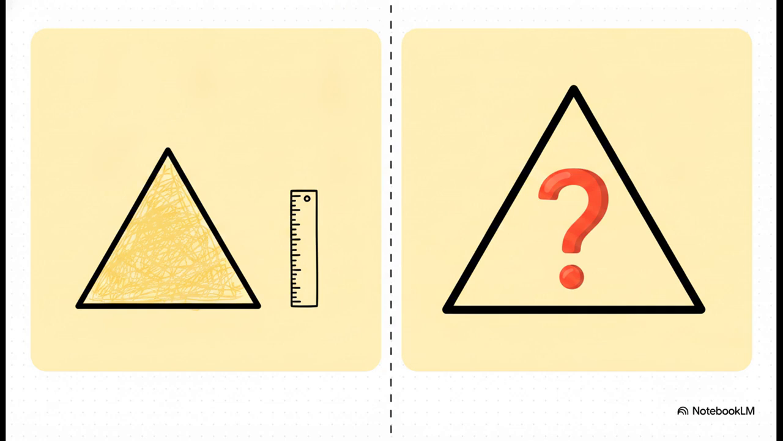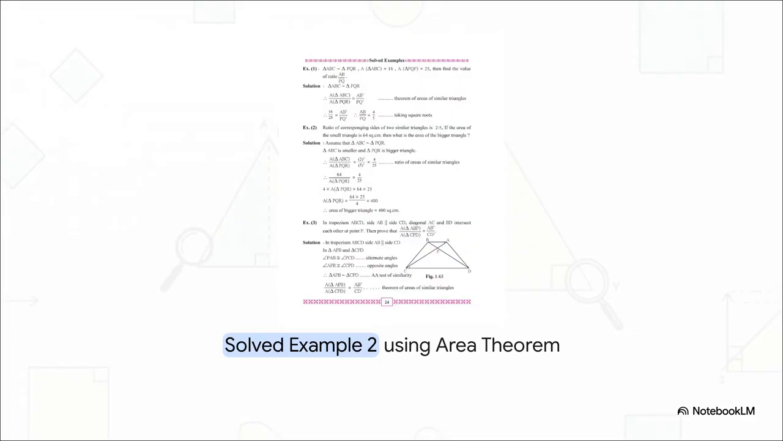For our knowns, we have the ratio of corresponding sides of 2 similar triangles, which is 2 to 5. We also know the area of the smaller triangle is 64 square centimeters. What's the unknown? Well, we need to find the exact area of the bigger triangle. I'll guide you through the calculation here. Let's assume triangle ABC is our smaller one, and triangle PQR is the big one.